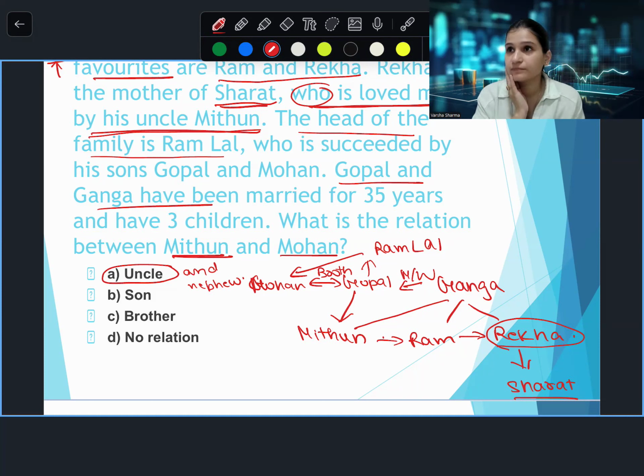Ma'am, I understood the answer, but a general doubt. When they say Rekha is the mother of Sharat, who will the word "who" point to? Rekha? No, we are talking about Sharat. "Who" means whoever is written in the second point. Rekha and Sharat are two words. "Who" stands for the second word. It will apply to any question. For every question, "who" and "whose" mean the second person. If they would have written "and is loved most by the uncle Mithun," then "and" would have been for Rekha. Okay, ma'am.